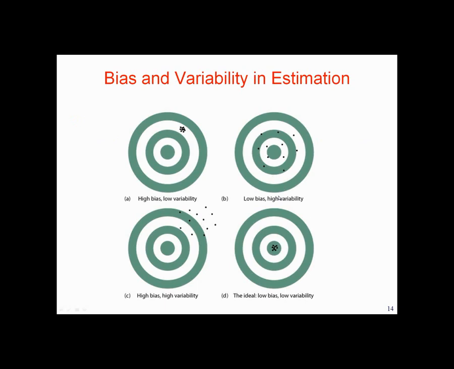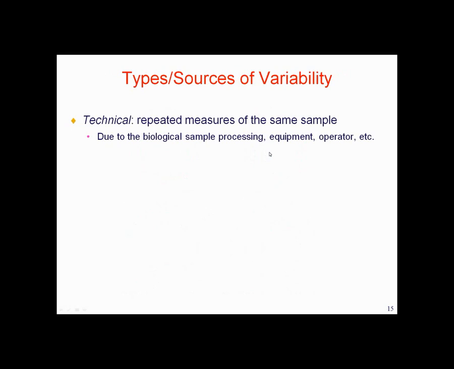Okay. Now, if we talk about this variation, what kind of variation do we have to deal with? There are three basic types of variability which can affect measurements in our experiment. First of all, you have technical variability. This is related to repeated measures of the same sample. And this may be due to the biological sample processing, due to the equipment, due to the operator, and things like that. So it essentially means that if you measure the same sample 3 or 4 times, these 3 or 4 measurements may differ from each other, and this is technical variability. They may differ a lot, and this is a problem because this means that you have a lot of noise in your measurements, or they can differ very little, and that would be good.